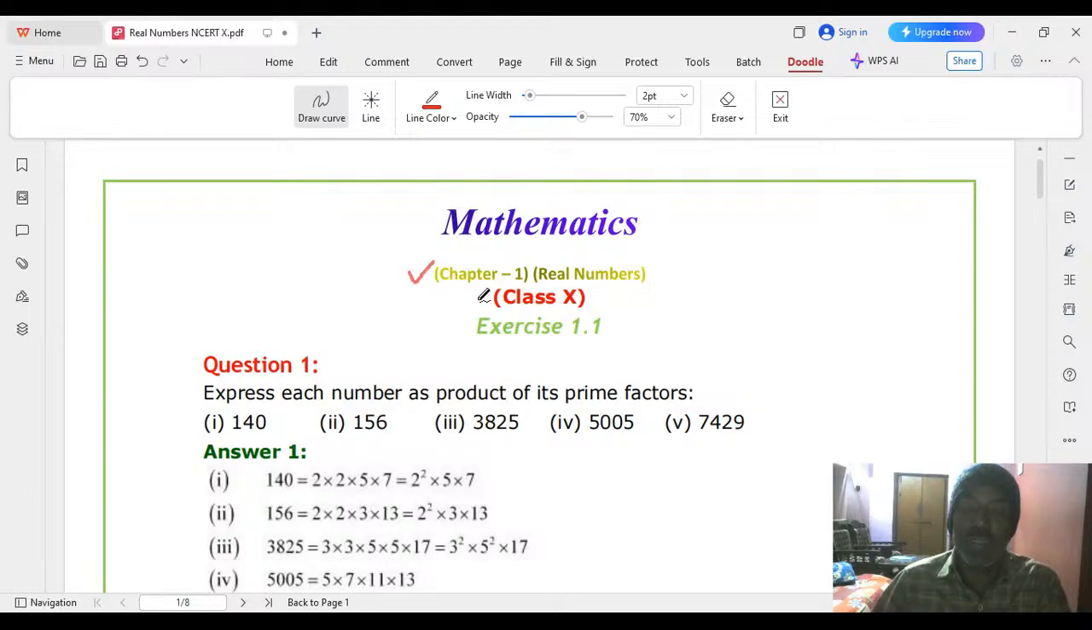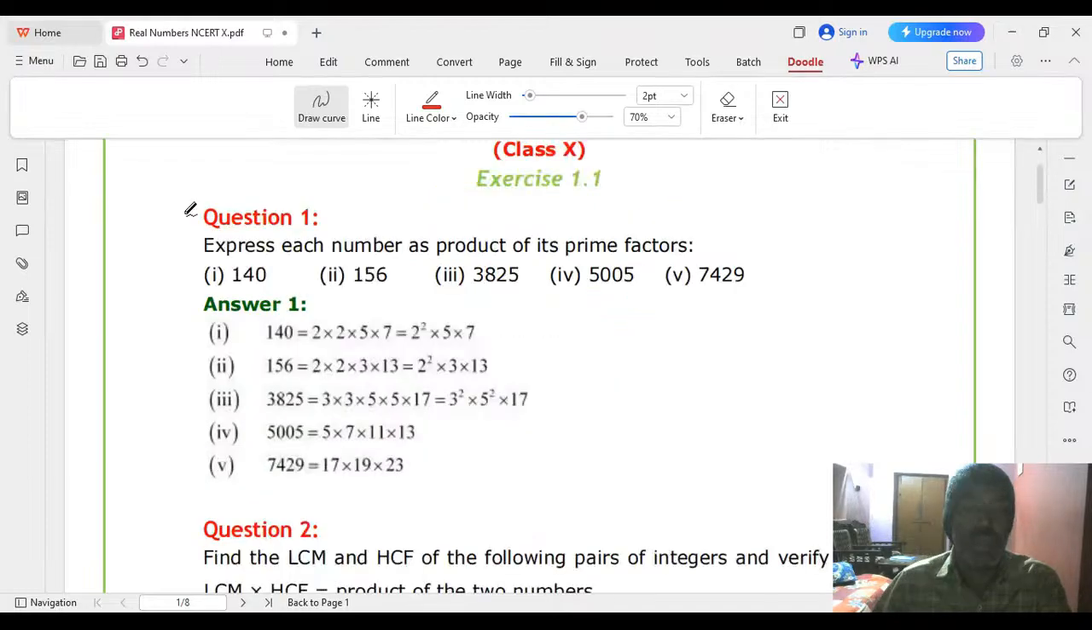This is the first chapter of class 10, and I am going to revise all questions of the NCERT textbook. Let's see, this is question number 1. Express each number as a product of its prime factors.